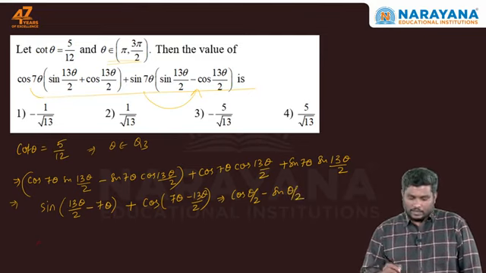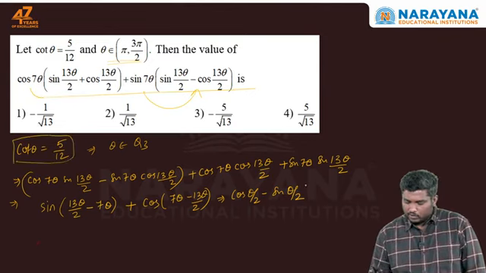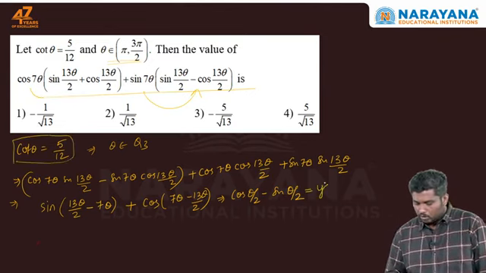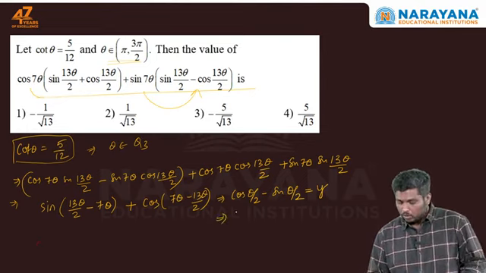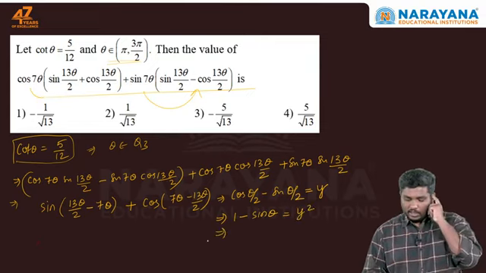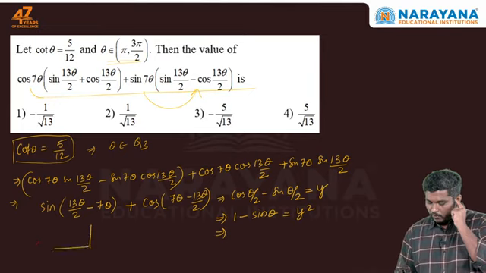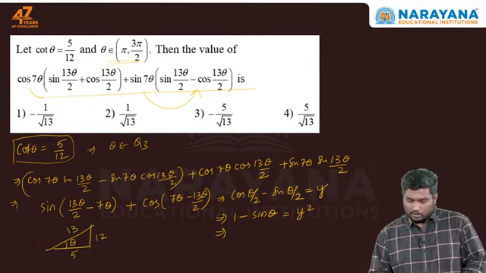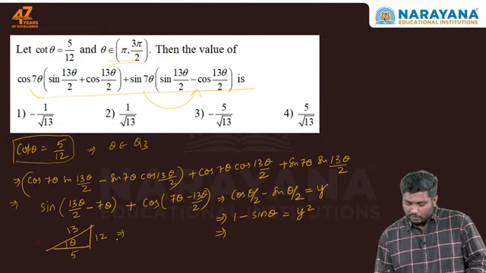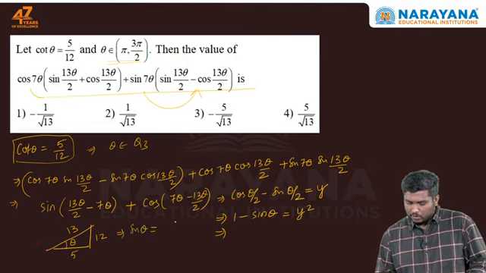So now, what is given here? Cot theta. To find this one, I'm going to take this as some y, and I'm going to square it on both sides. Remember, I am interested to find the value of y. If I square it on both sides, I'm going to get 1 minus sine theta is equal to y square. So let me see what is sine theta. Cot theta is 5 by 12. So this is theta, this is 5, and this is 12, and then this should be 13. By Pythagoras theorem, I can check that it is 13. And what will be sine theta from this one? Sine theta is equal to 12 by 13.